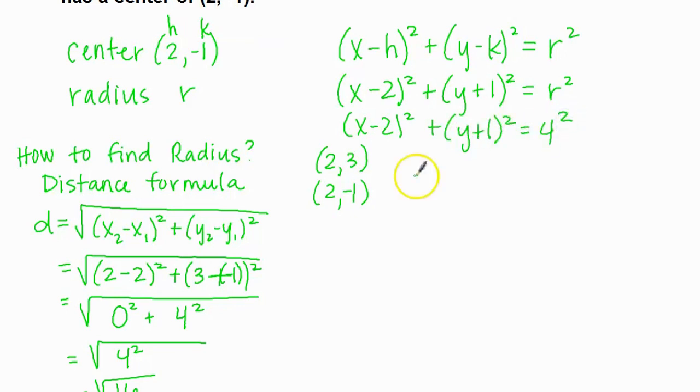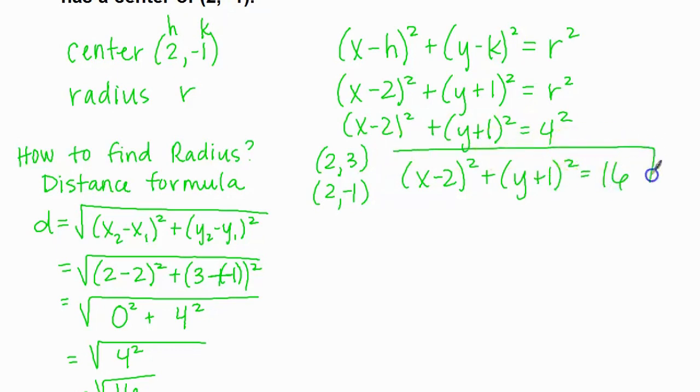And so when we work that out, the last thing you need to do is just square the 4, and you get 16. And so the equation of your circle on this problem is (x - 2) squared plus (y + 1) squared equals 16. So the key on this problem is we had to figure out what the radius was as we started the problem.